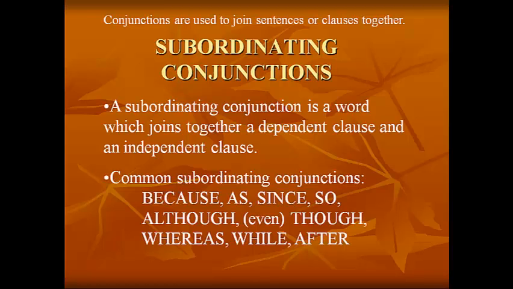Subordinating conjunctions. A subordinating conjunction is a word which joins together a dependent clause and an independent clause. Common subordinating conjunctions are because, as, since, so, although, though, whereas, while, and after.